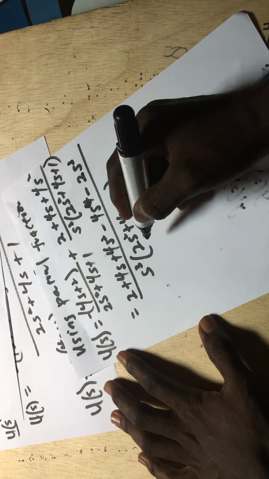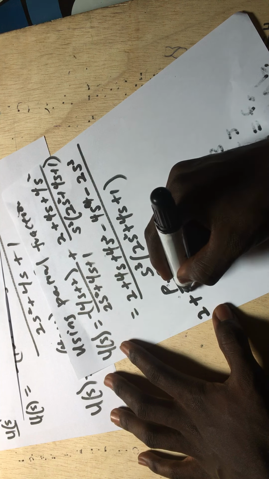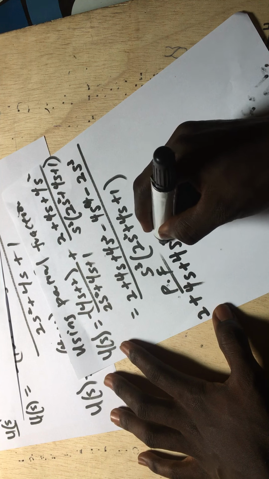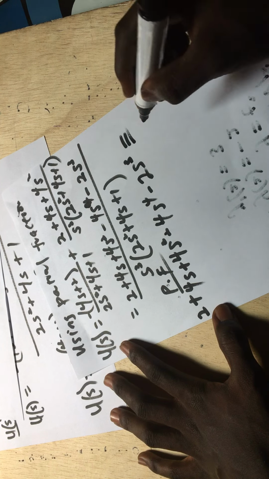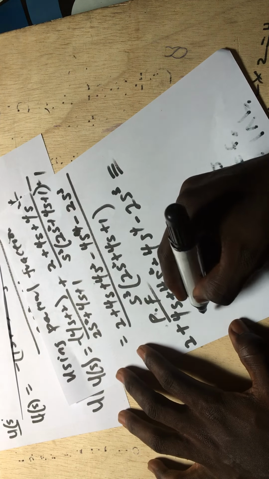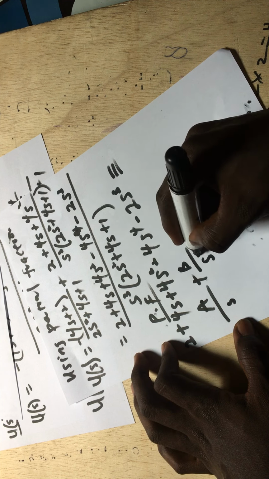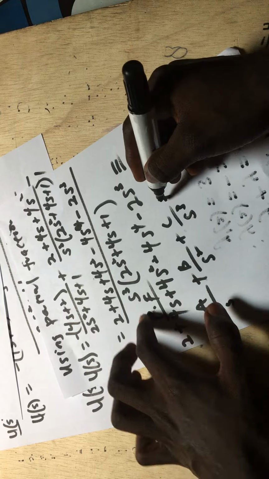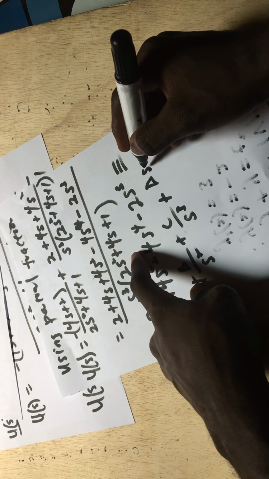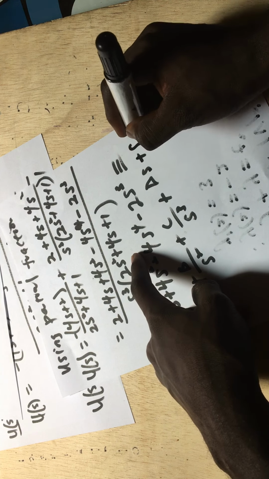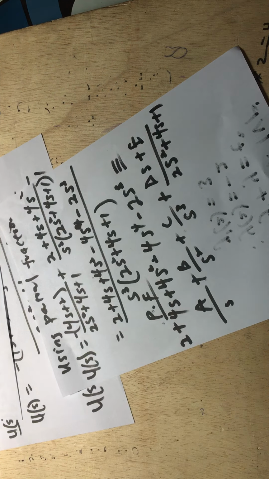So using partial fraction, our 2 plus 4s plus 4s squared minus 4s exponent 4 minus 2s cubed is equal to, now when we are breaking this into partial fraction, we are getting A over s plus B over s squared plus C over s cubed, plus this will give us Ds plus E, because it's a quadratic, all over 2s squared plus 4s plus 1. I hope you guys are okay.